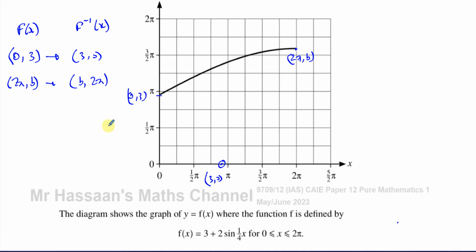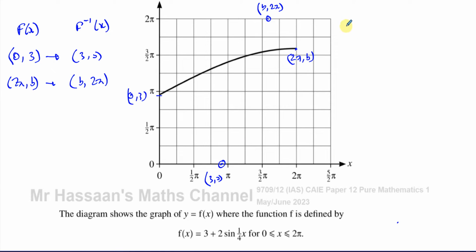And it's also going to go through the point b, 2 pi. Now, b is somewhere just after 3 pi over 2, and it's going to be 2 pi on the y, up to here. So that's going to be the point b, whatever b is, and 2 pi. As I said, we don't really need to work out what b is. I've just called it b because we can locate where it is on the graph easily. So now we know that the inverse function is going to pass through these 2 points.